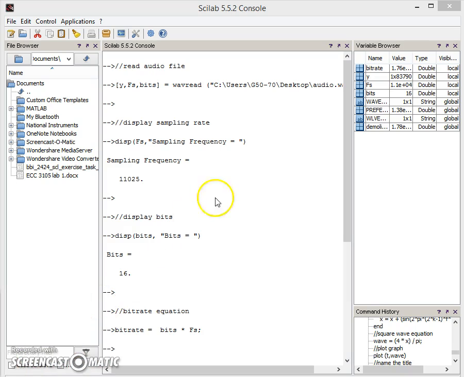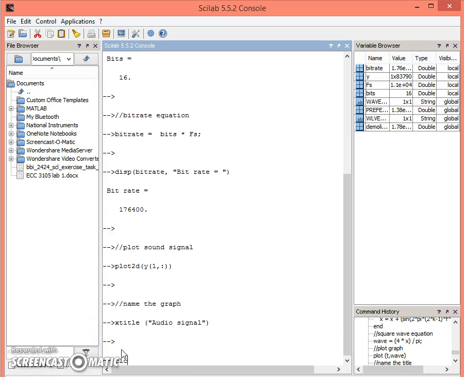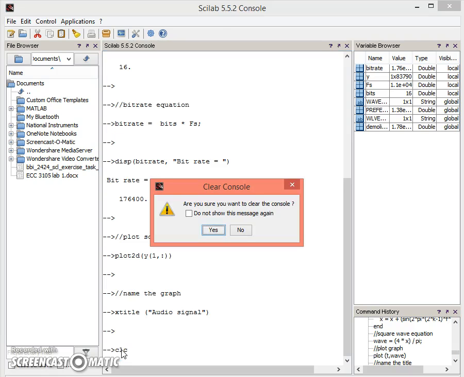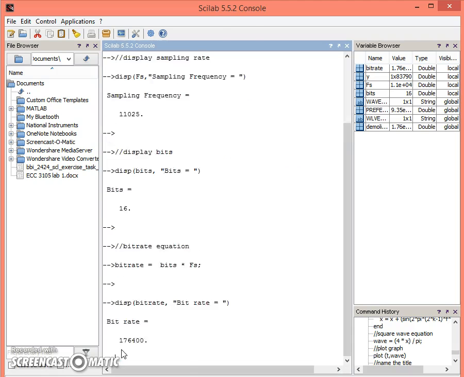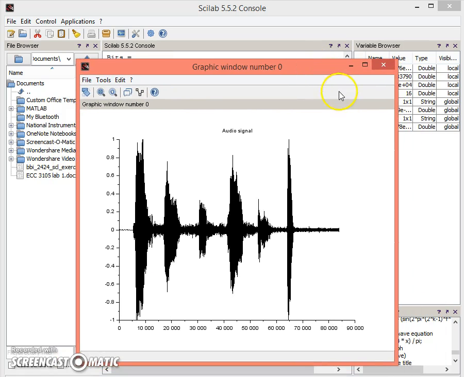Wait, I will do it again to show the sound signal. The sound signal goes from minus 1 to 1. Here is our sound audio signal, and that's all from me.